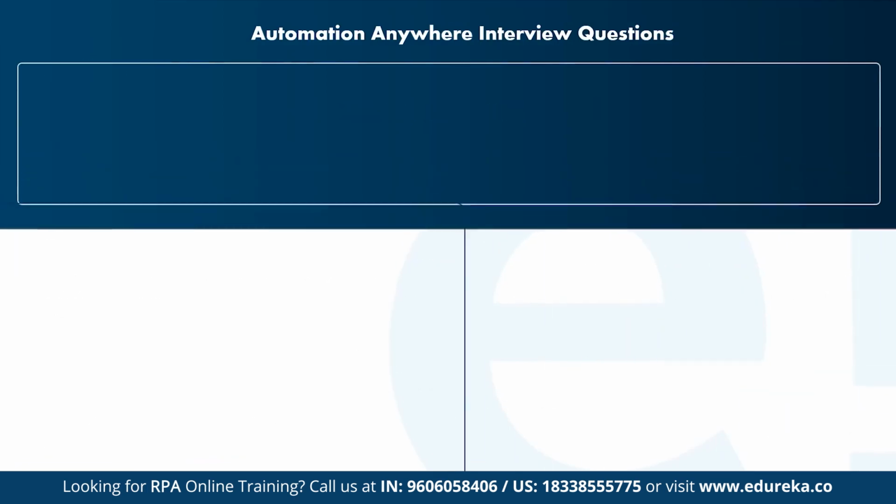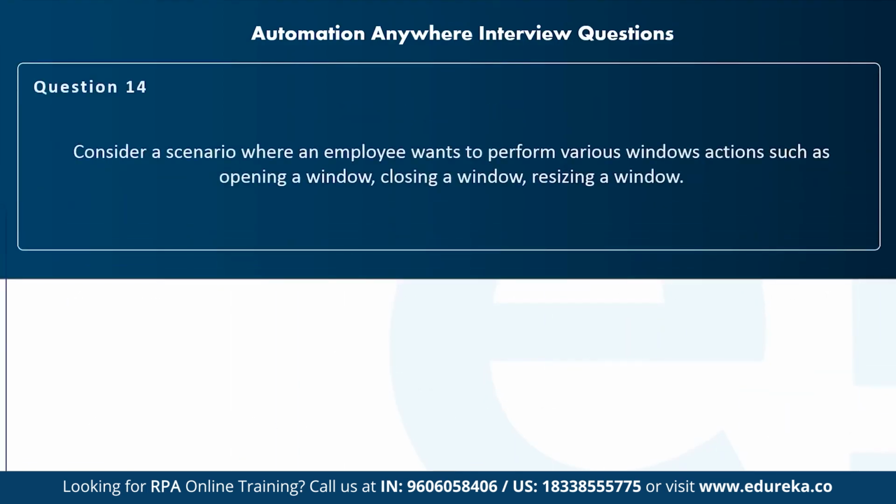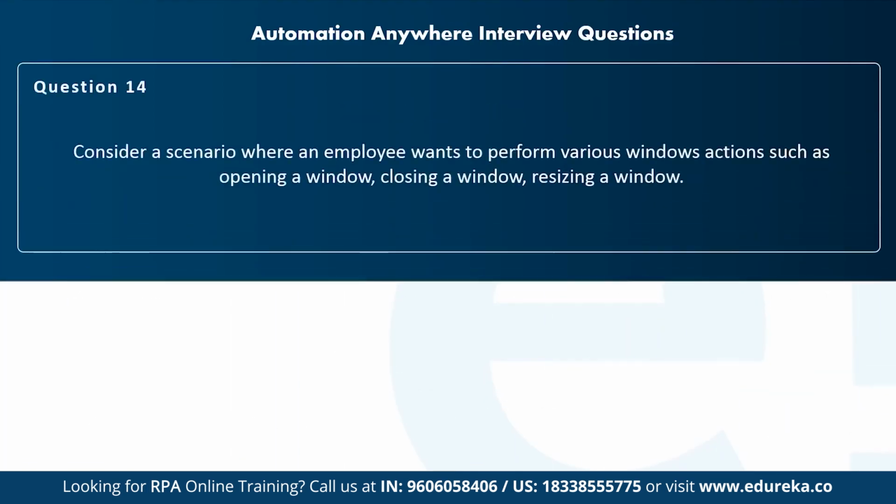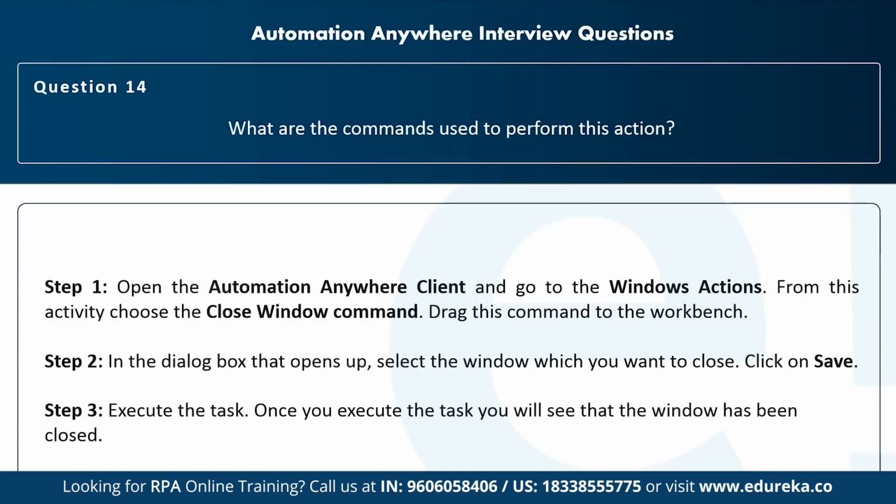Now moving on to the next question, consider a scenario where an employee wants to perform various window actions such as opening a window, closing a window, or resizing a window. Well, to do that, as I've told you previously in the session, we have a Windows actions command that has to be used. Under the Windows actions command, we have various commands like closing a window, opening a window, or resizing a window.